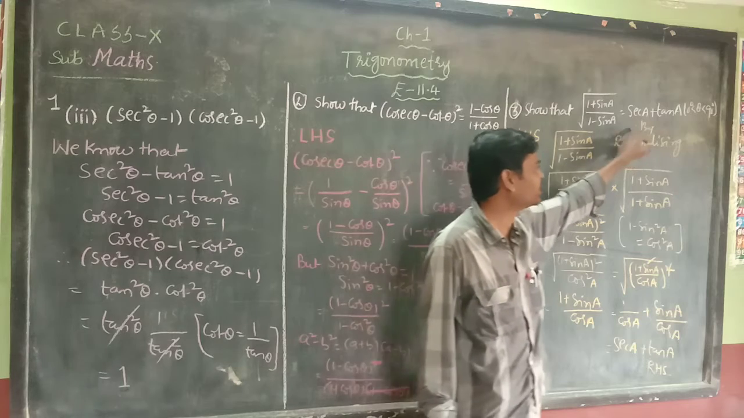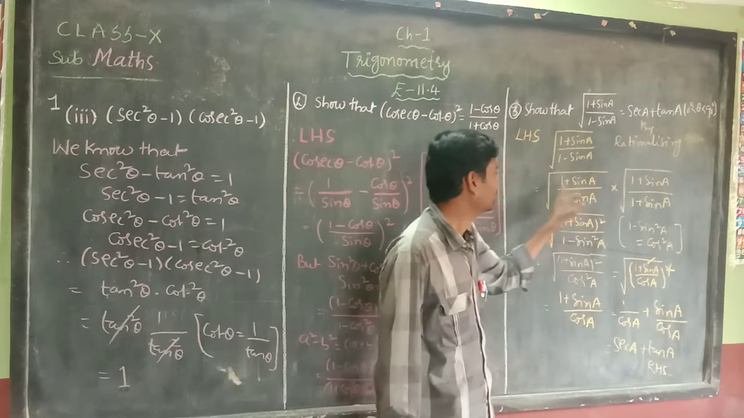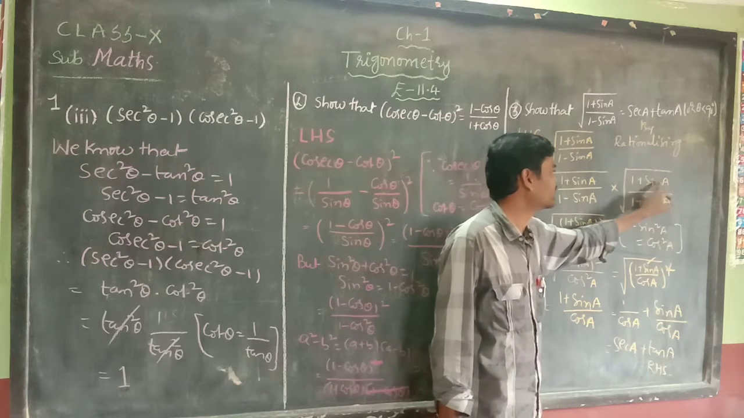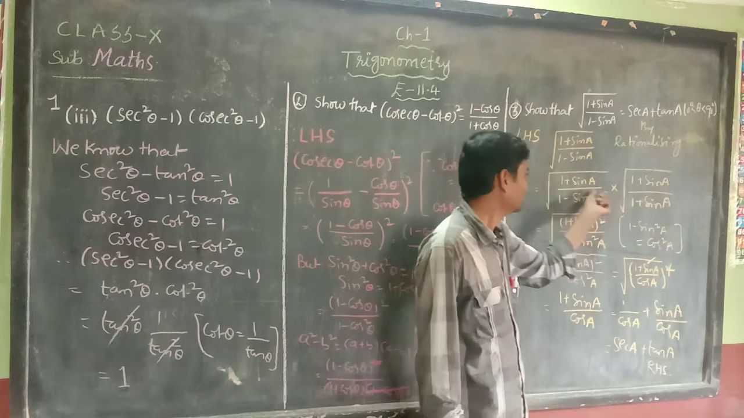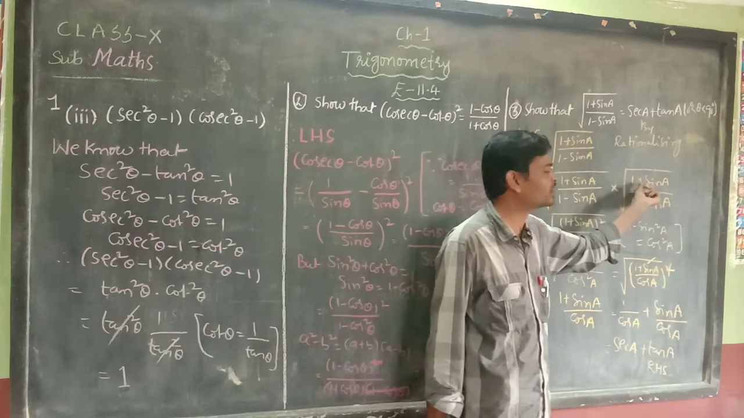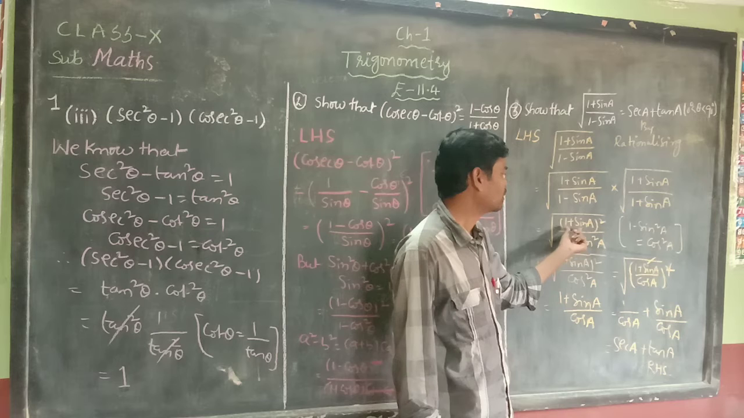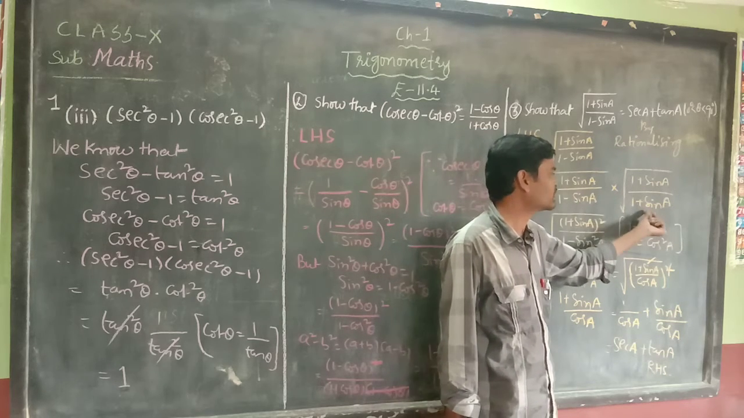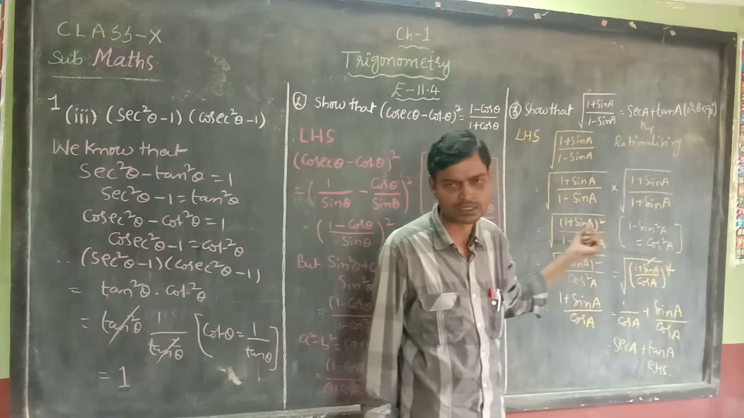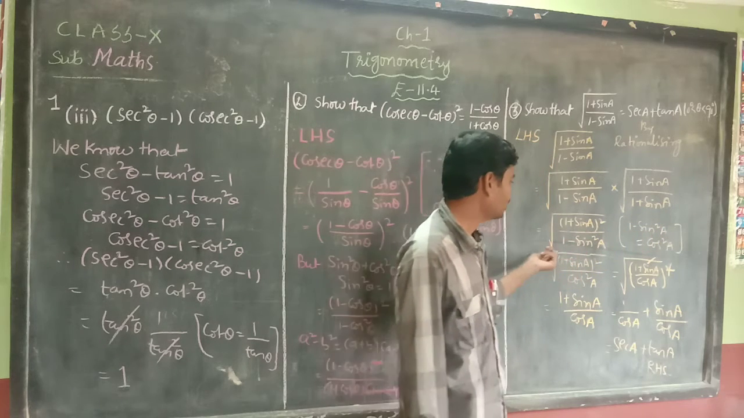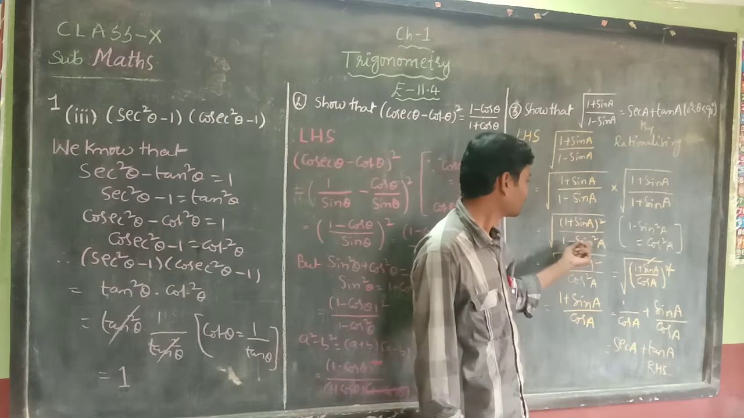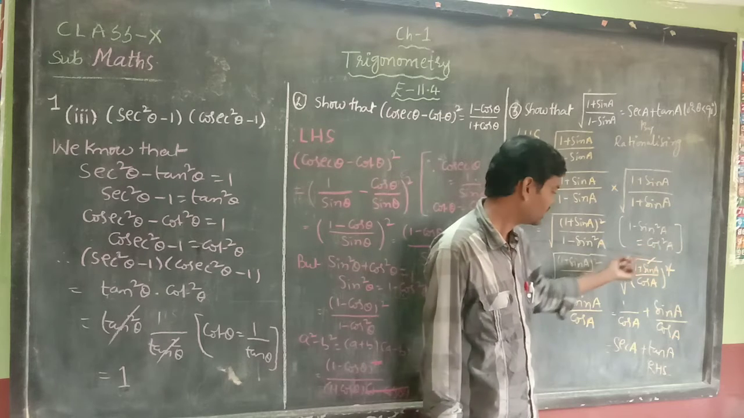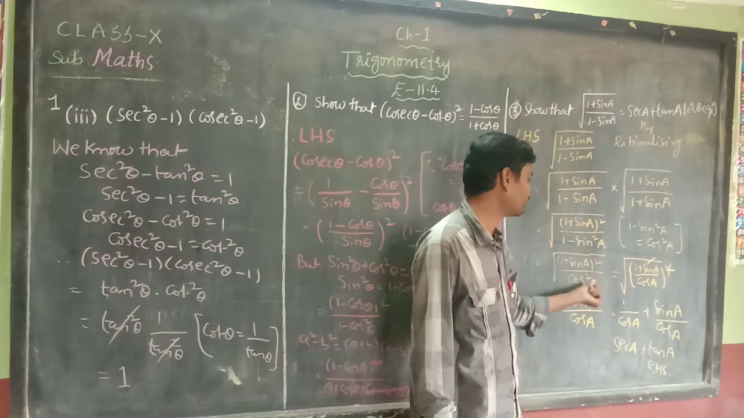So what are we doing? By rationalizing: under root of (1 plus sin A) by (1 minus sin A) into under root of (1 plus sin A) by (1 plus sin A). Here it is under root of (1 plus sin A), here it is also under root of (1 plus sin A). So we got (1 plus sin A) whole square by (1 minus sin A) into (1 plus sin A), which is in the form of (a minus b) into (a plus b), nothing but a square minus b square. So 1 minus sin square A, and we know that 1 minus sin square A is nothing but cos square A. So (1 plus sin A) whole square by cos square A.